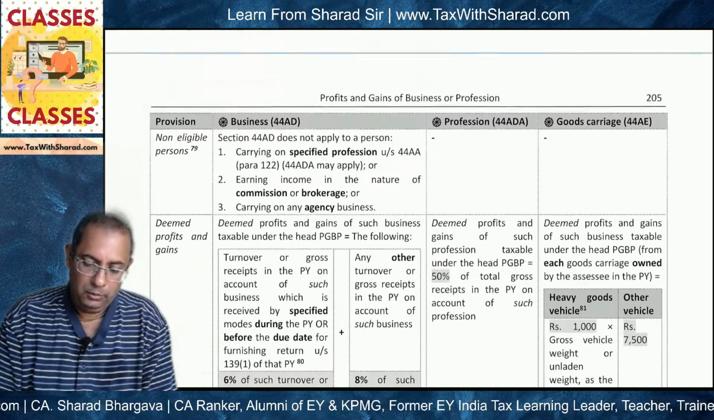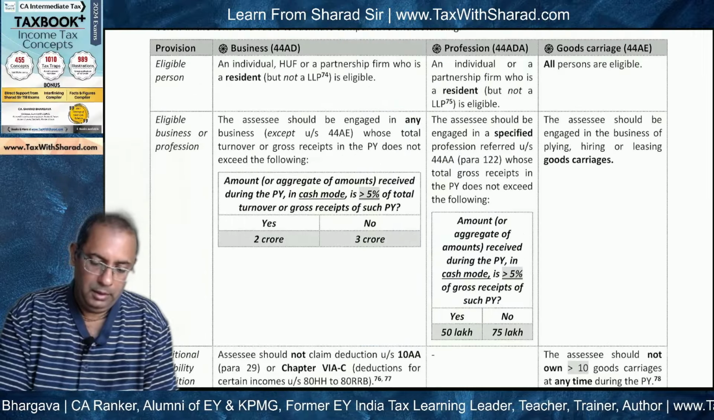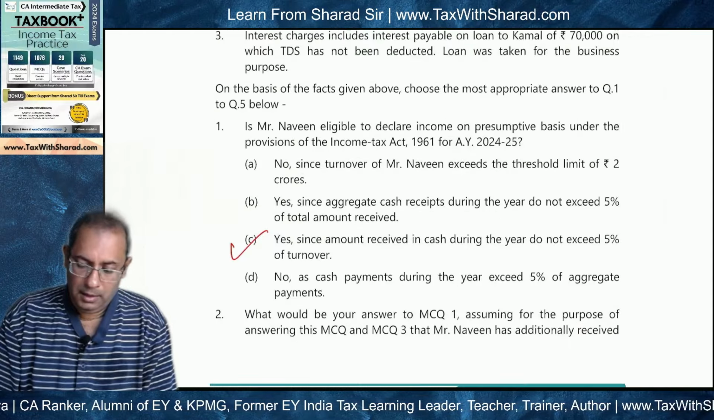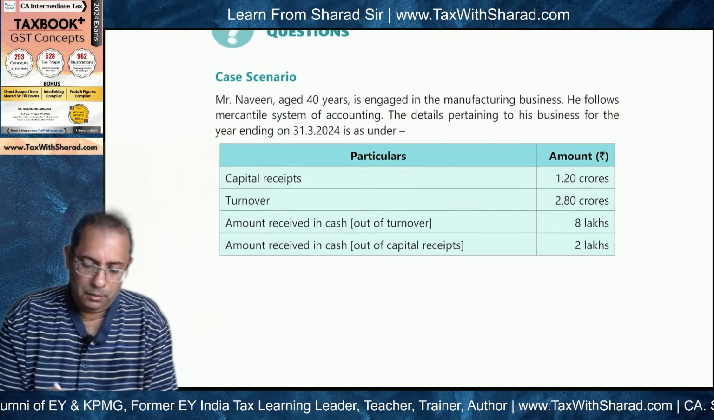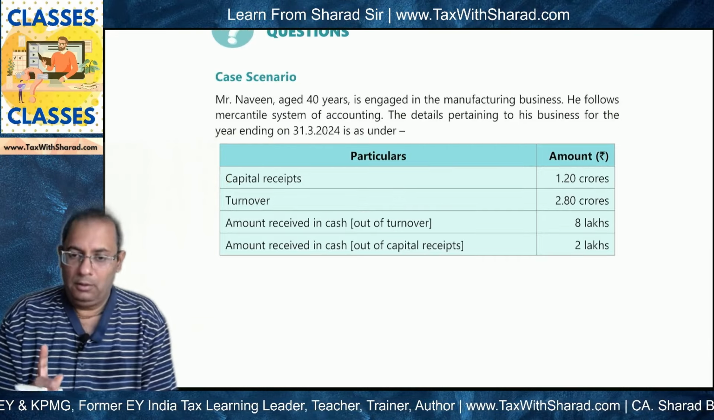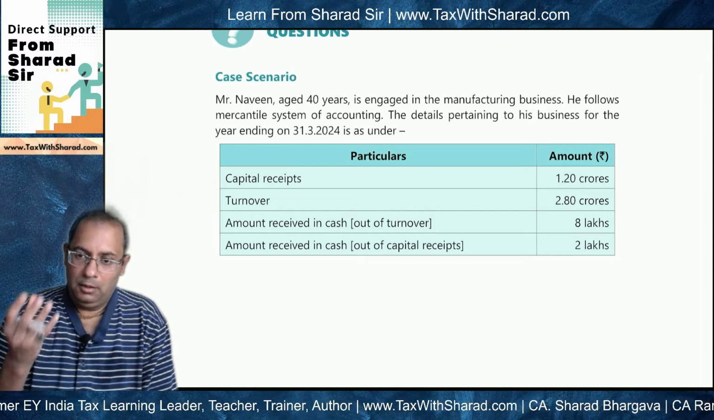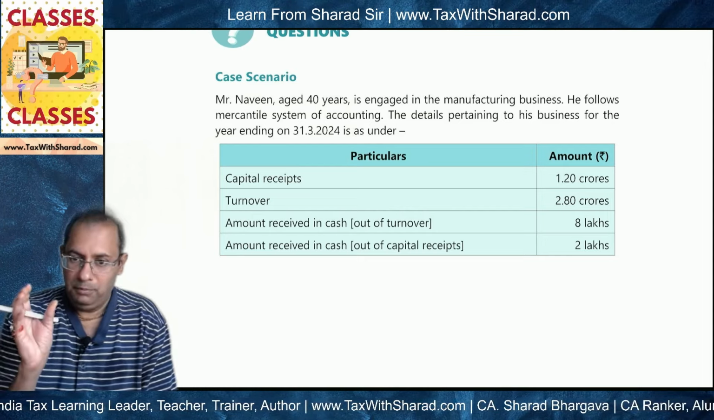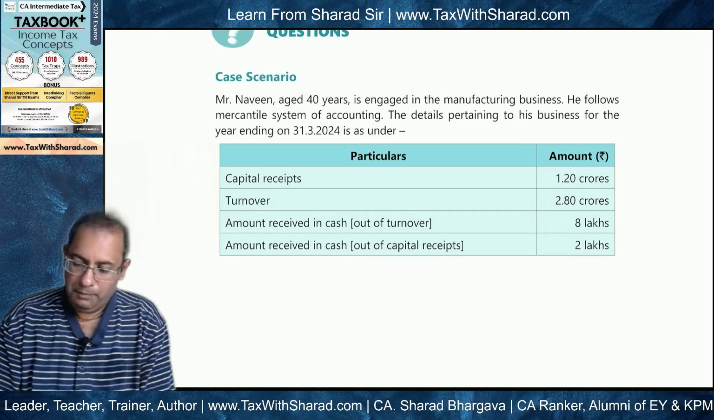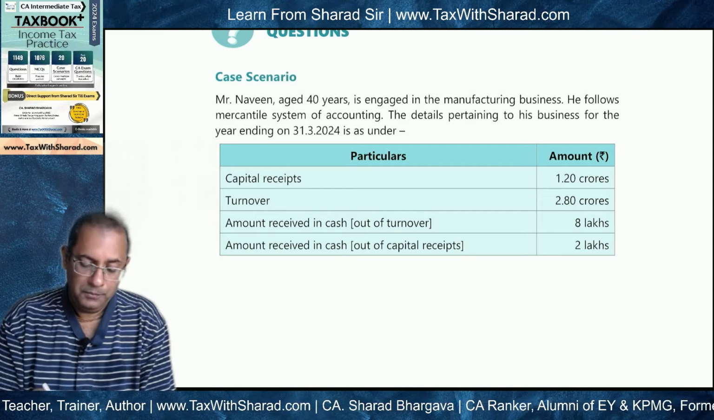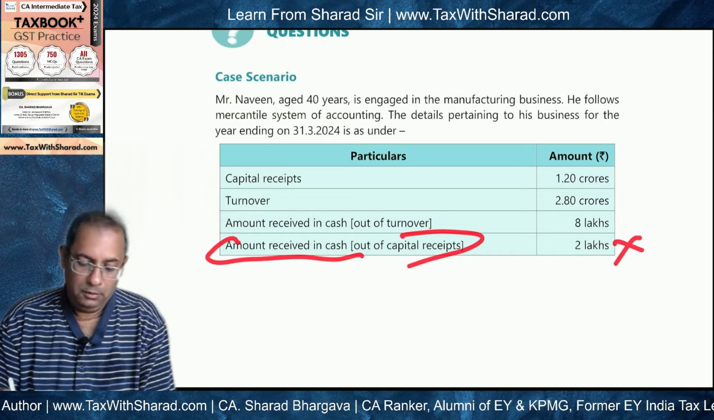So we need to figure out whether the limit of 2 crore or 3 crore will apply in our case. Capital receipt is something that we need not consider, because we need to consider the turnover, and the cash mode receipts as a portion of the turnover, and check whether that is exceeding 5%. So capital receipt is something we should not consider, and therefore the amount received in cash out of capital receipts is also something that we will not consider.